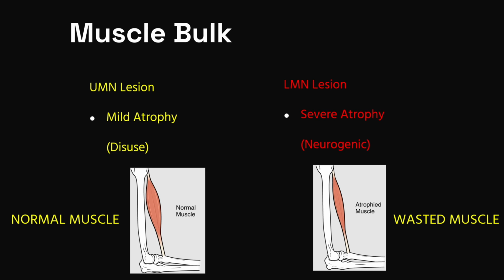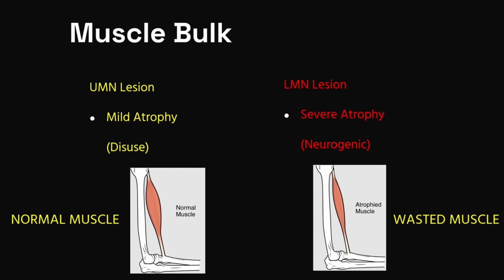Next comes muscle bulk. In UMN lesions, muscles still receive some neural influence. They are not completely disconnected. Therefore, muscle wasting occurs slowly or is usually mild. This is called disuse atrophy. The muscle becomes smaller because it is not being used effectively.